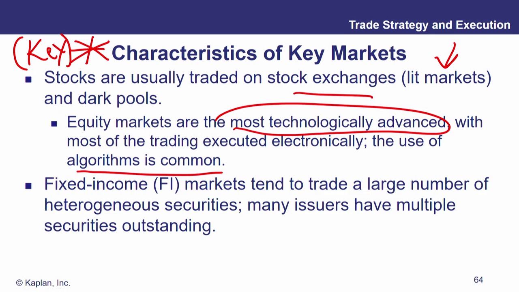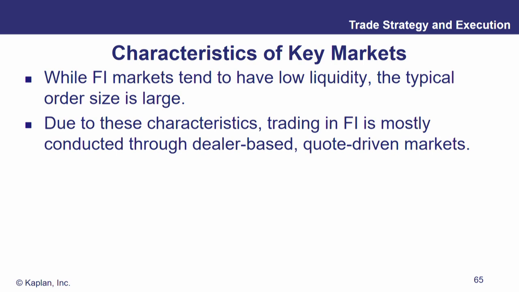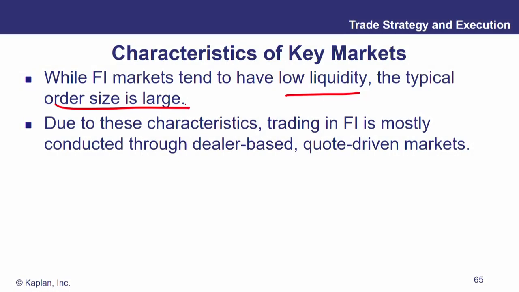Now, in contrast, let's go to the fixed income market. So what are we doing there? We tend to trade a large number of different types of bonds and heterogeneous securities. Many of these issuers have multiple securities outstanding. So while fixed income markets tend to have low liquidity, the typical order size is large, much larger than stocks. Now, unfortunately, this is not conducive to algorithmic trading. So due to these characteristics, trading in fixed income is mostly through dealer-based, quote-driven markets.